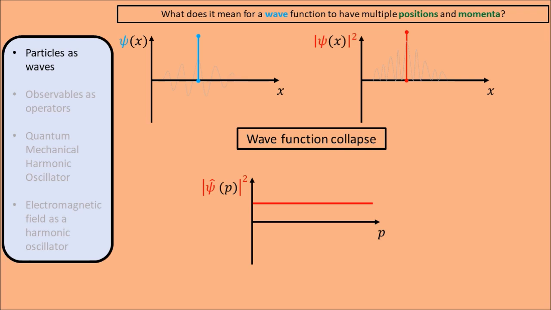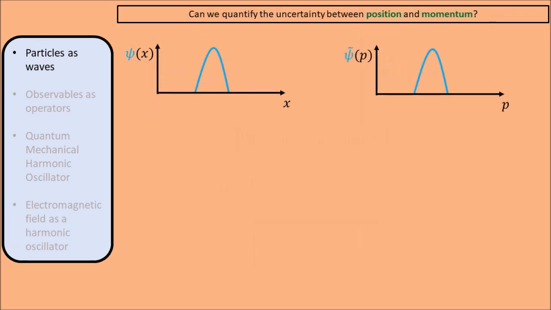So there is an uncertainty between position and momentum. If we know the position, then the momentum is uncertain and vice versa. We can then ask the question, can we quantify this uncertainty between position and momentum? Fundamentally, the uncertainty comes from the fact that the position and momentum representations are related by Fourier transform, and if in one domain you make the function narrower, then in the other domain the function becomes broader.